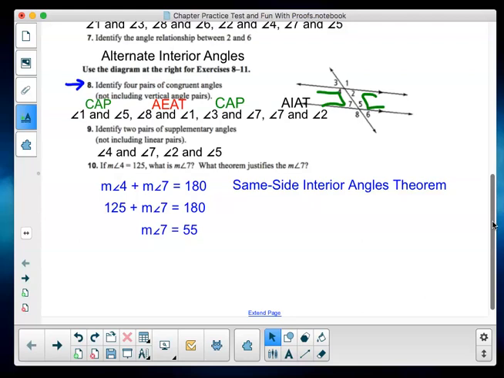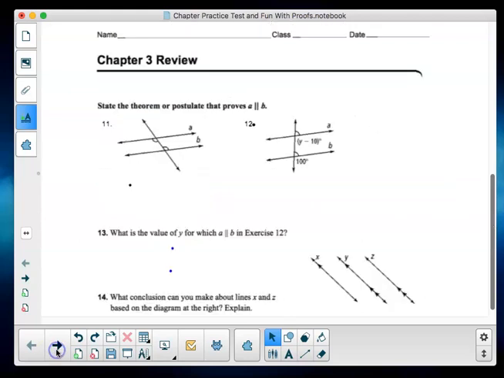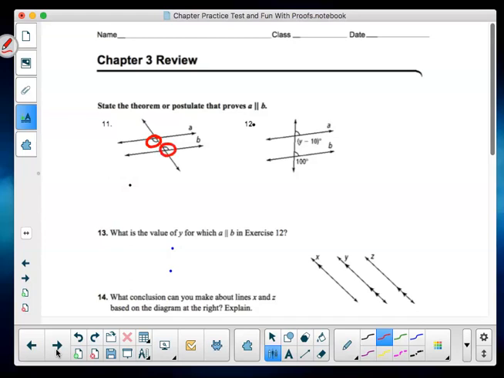Now that's page 1. Okay, we're going to go on to page 2 here. In page 2, state the theorem or postulate that proves A is parallel to B. Well, if I know these 2 angles are congruent to each other, I'm using a converse of the theorem. Remember, when I'm proving lines parallel, I've got the converse. The converse of corresponding angles postulate, the converse of alternate interior angles theorem, the converse of alternate exterior angles theorem, and the converse of same side interior angles theorem. Those are the things that are running through my head.